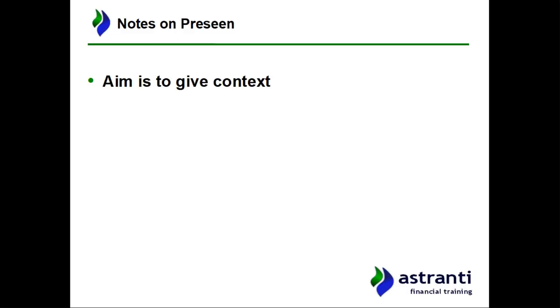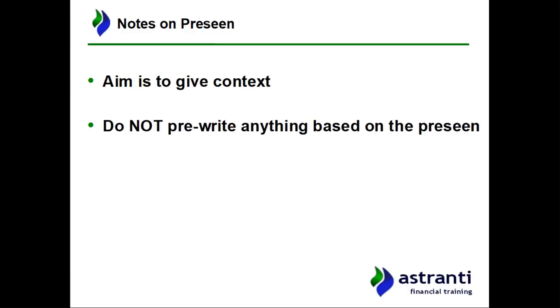So from your perspective, if you read between the lines and think, okay, CIMA have included this information. Why have they included that? They wouldn't have included it if they didn't need to. If you think of that as we go through, that will help you when it comes to the exam itself. It's not a good idea to pre-write anything based solely on the pre-seen.